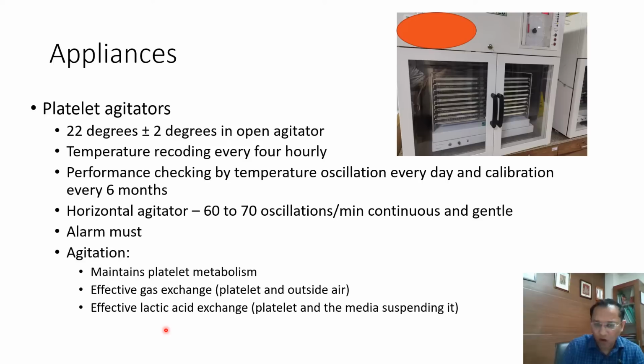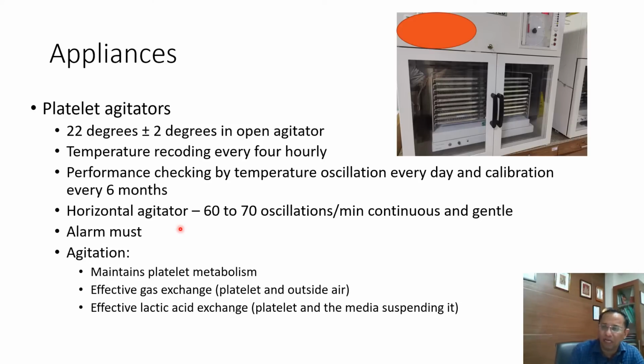So a horizontal agitator is the one that we use. It has 60 to 70 oscillations per minute, which is continuous and gentle. An alarm is a must for all these equipment because there can be a power cut, and this is very important because you are storing a very important product. You know that you are even storing these platelets at room temperature. So the only precaution that you should take is that it should be sterile when you're doing the process.